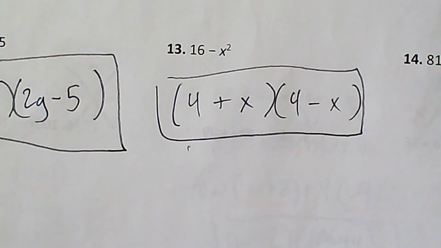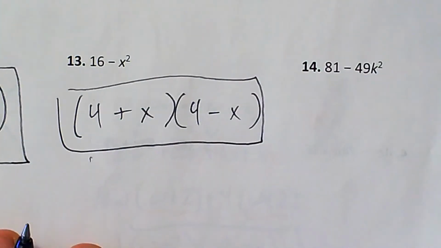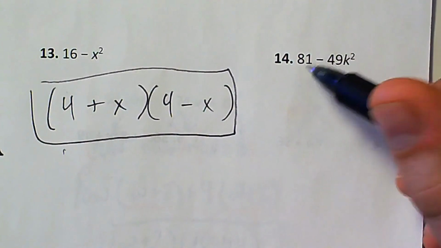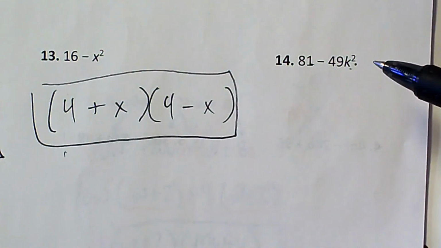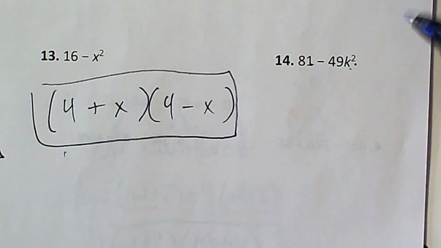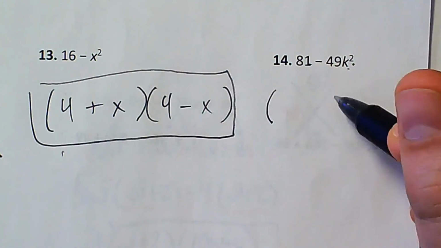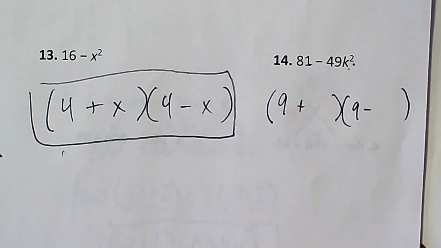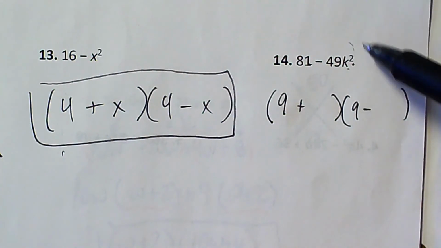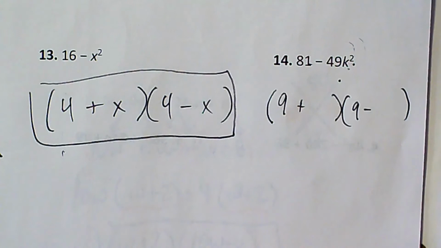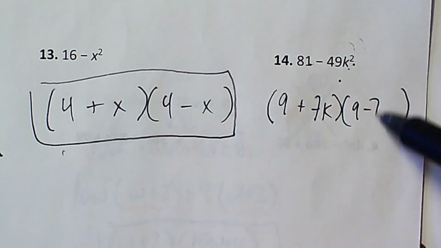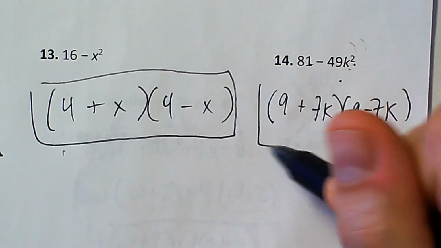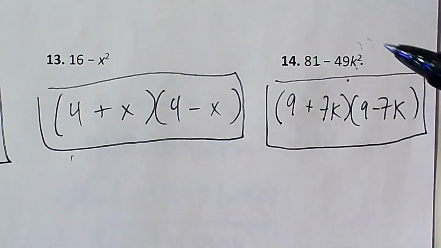Let's try number 14. All right, so are both of these perfect squares? Is 81 a perfect square? Yeah. 49, we already established that's a perfect square. So what is the square root of 81? 9. So it'll be 9 plus something and 9 minus something. Well, we've got to find the square root of 49k squared. 7k. That's it. 7k times 7k is 49k squared.